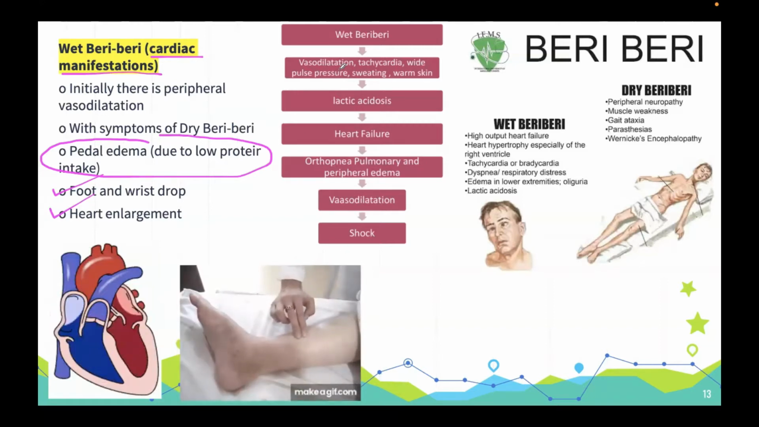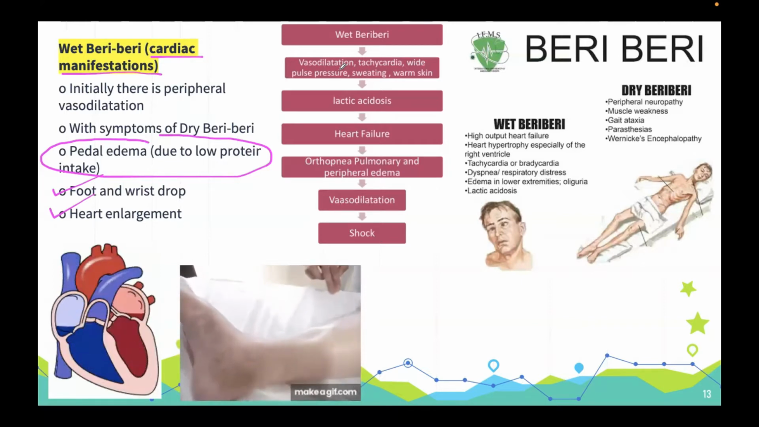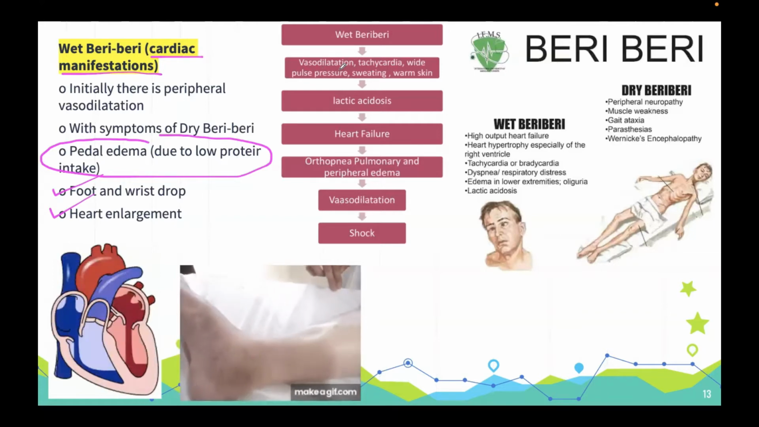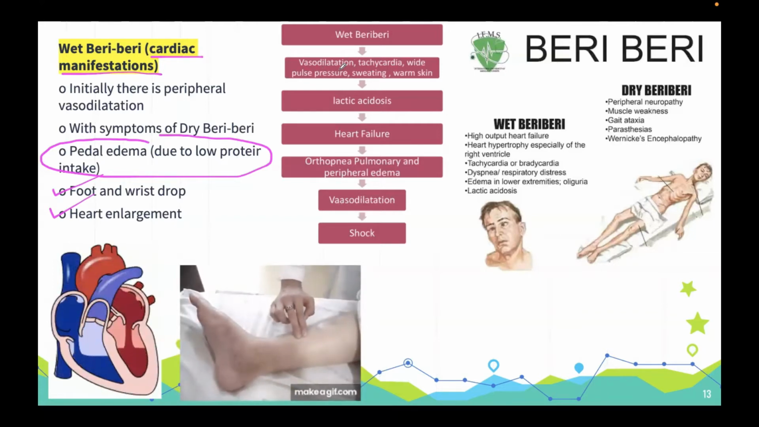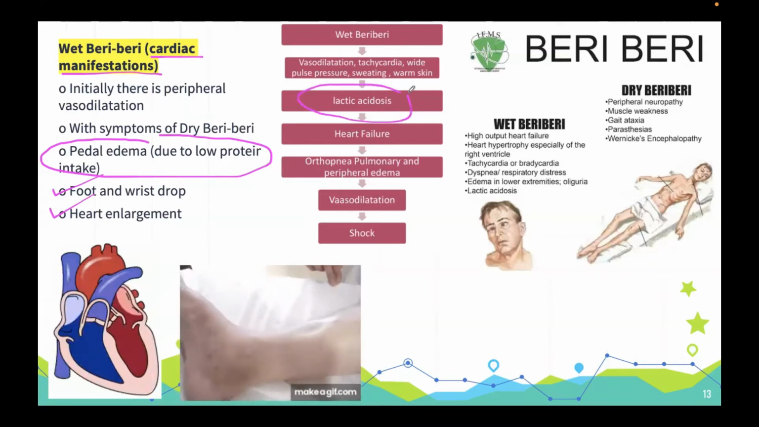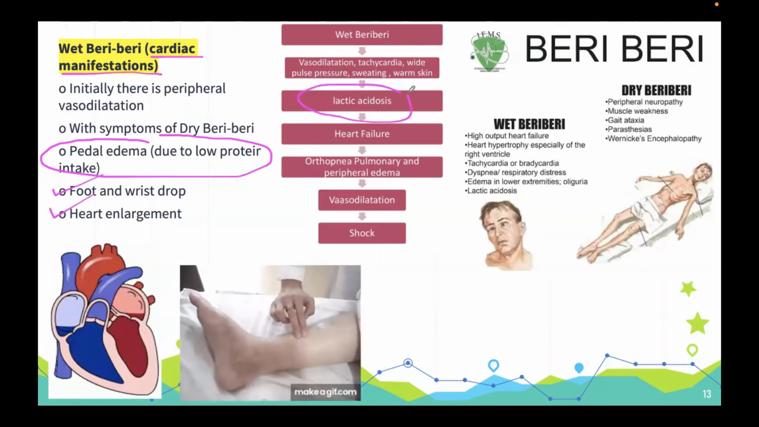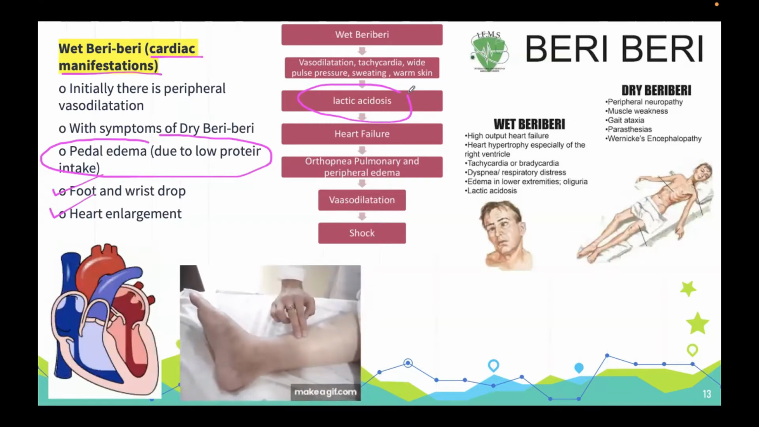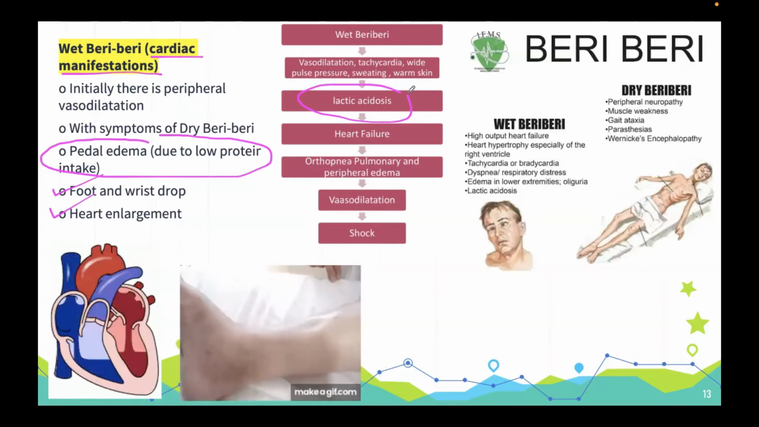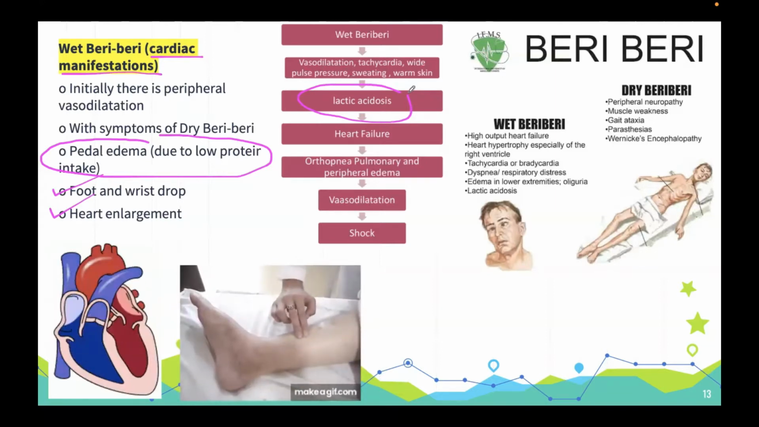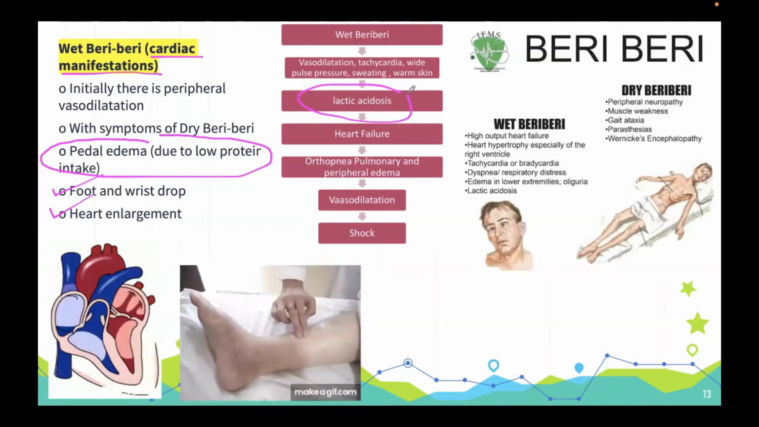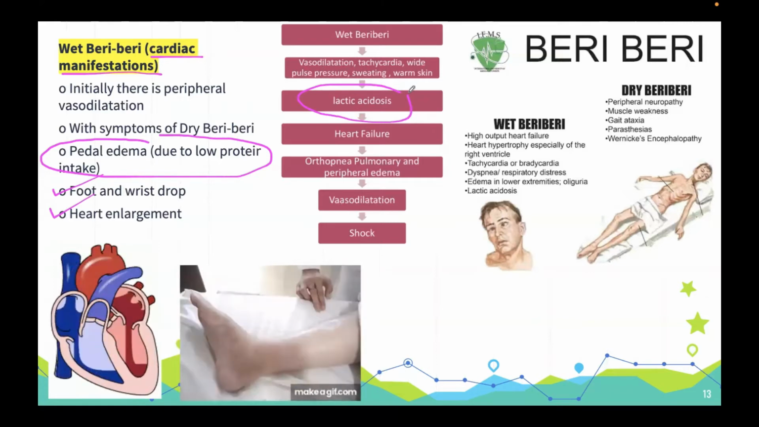Okay, so your wet beriberi, paano po nangyayari kasi yun, ma'am? So si wet beriberi, you can observe a vasodilation, a tachycardia, wide pulse pressure, sweating, and warm skin. Bakit po? Kasi po, meron kang lactic acidosis. Saan po nakuha, ma'am, yung lactic acidosis? So kung tatandaan ninyo, babalikan po natin yung discussion natin, lactic acidosis was developed because meron pong malfunction sa tinatawag nating pyruvate dehydrogenase dysfunction. Okay, si vitamin B1, nagkaroon na po ng malfunction doon sa pathway natin ng pyruvate dehydrogenase.